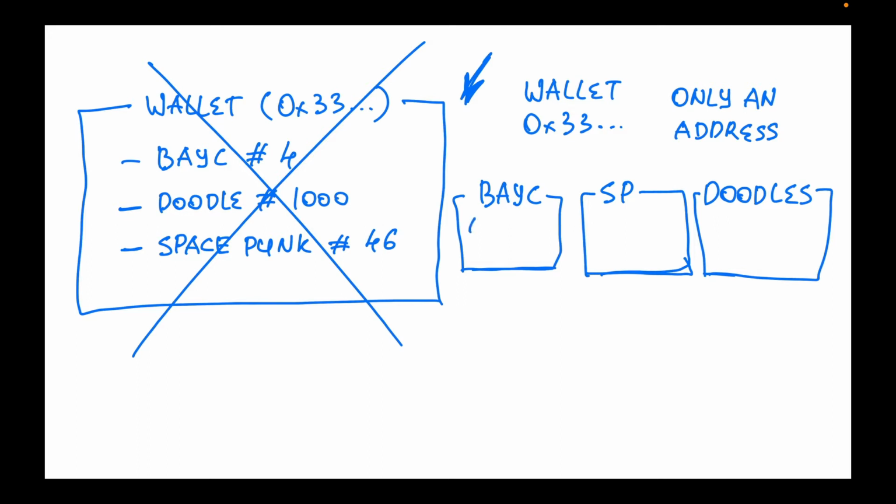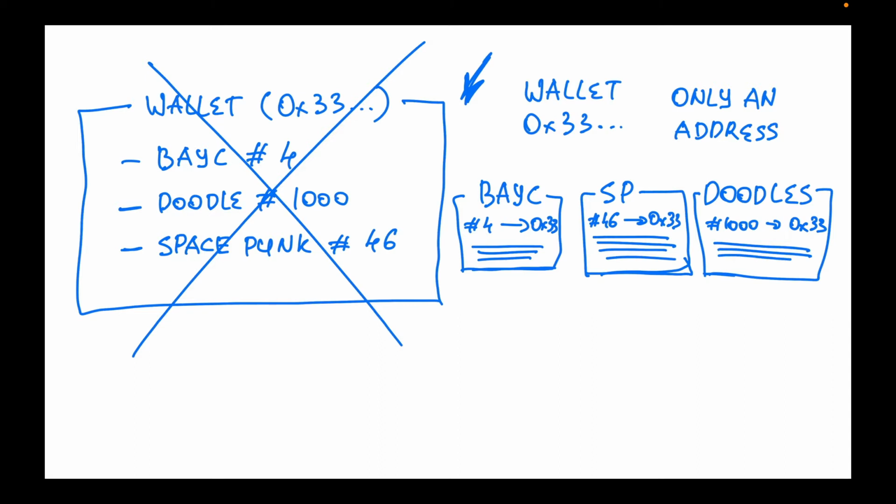So for Bored Ape number 4, the Bored Ape state has that it's owned by our wallet. And for the Doodles number 1000, they know that it's owned by this wallet. And the Space Punk's contract state also has a record of our owning its token number 46. And they do have these records for all tokens in their collection. They have the token ID linked to a wallet address that owns that token ID.